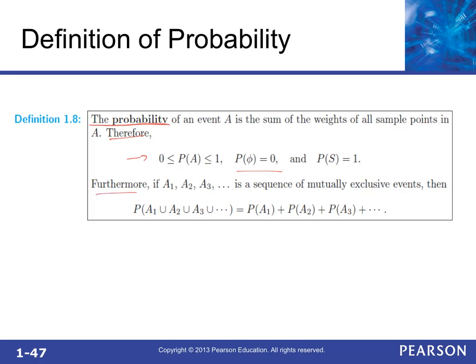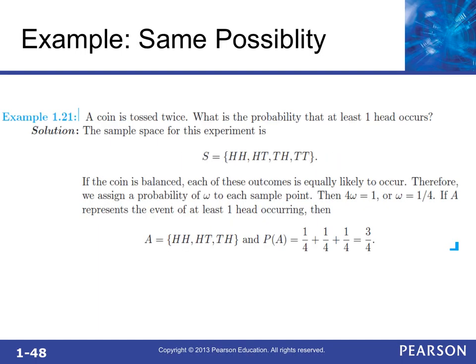Furthermore, if we have several events which are mutually exclusive, in this case, if you have a union of all these mutually exclusive events, we can calculate this by adding the probability of each event. So as you can see in this example, this kind of relationship can be very useful.